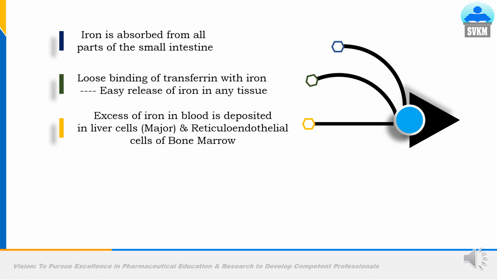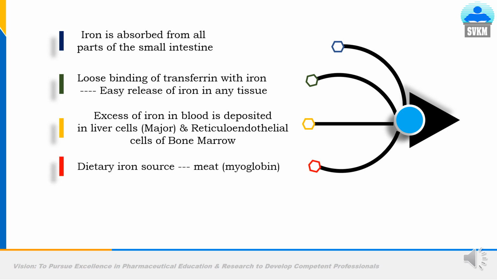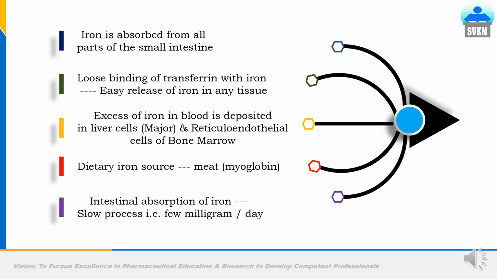Excess of the iron in the blood is deposited in the liver cells, that is the major portion, and the minor portion is stored in the reticuloendothelial cells of the bone marrow. The dietary iron source, majorly, is coming from the meat as myoglobin. And the intestinal absorption of the iron is a slow process, that is a few milligrams per day.